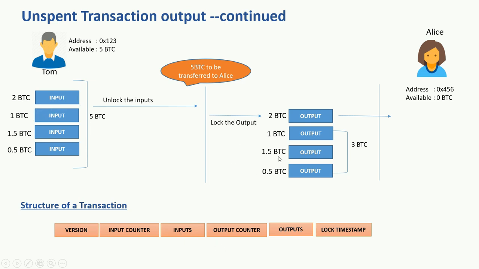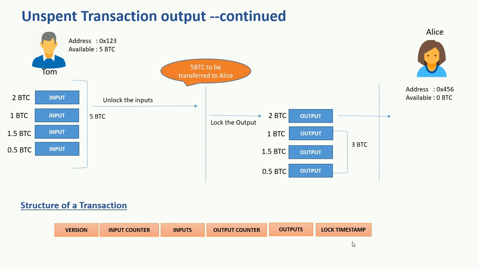Then the output counter: how many people is Tom trying to send to? In this case, it's just Alice, so 1. And the amount: what is the amount he is trying to send? And the lock timestamp is nothing but the time at which this transaction is recorded or initiated. So with all these details, a transaction would be initiated.